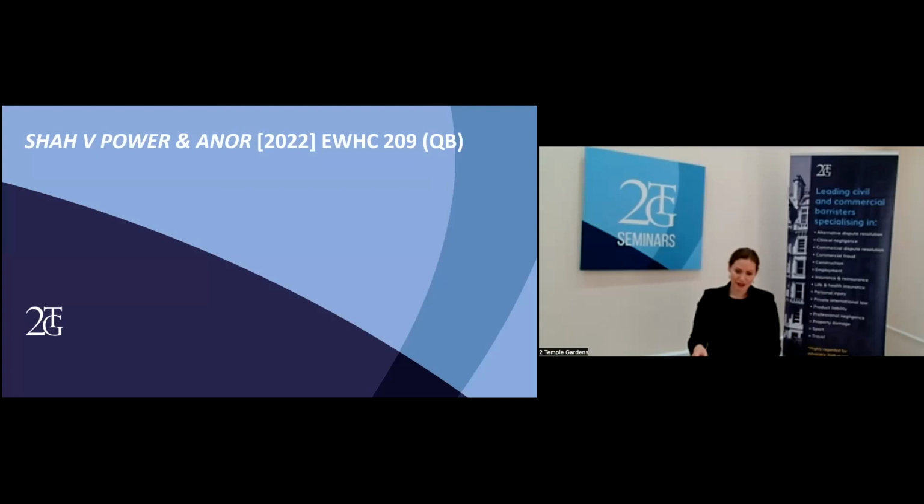Finally, let's have a look at the case of Shah and Power. Now, this case was atypical. It was back to front because it was unusually the adjoining owner who was trying to avail themselves of the statutory scheme and the building owner that was averring that the case fell under the jurisdiction of the common law and the civil courts. So a very unusual setup.